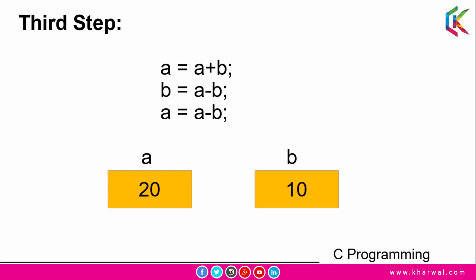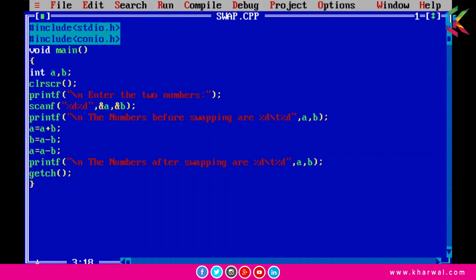So I think it is enough of theory. Now let's do some hands-on. So let me open up the Turbo C++ compiler. Guys, in this program, we are going to perform swapping between two numbers without using temporary variable.